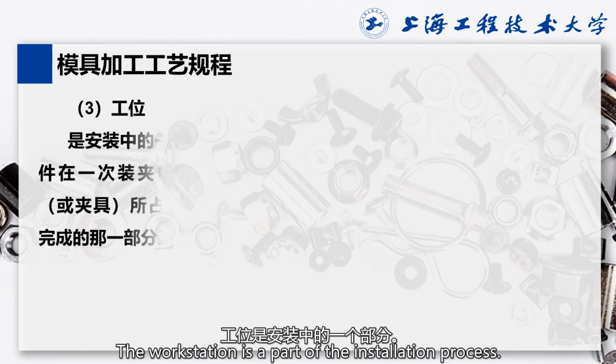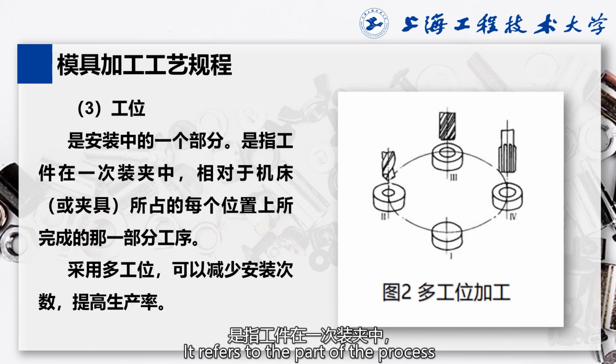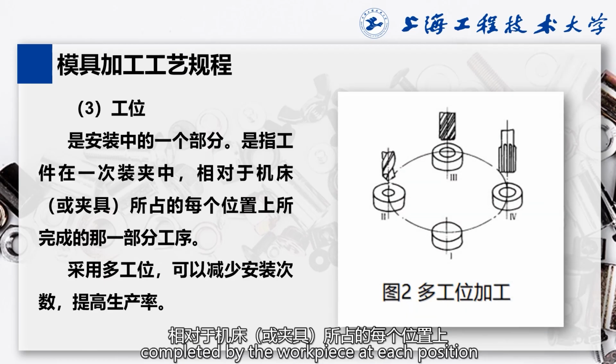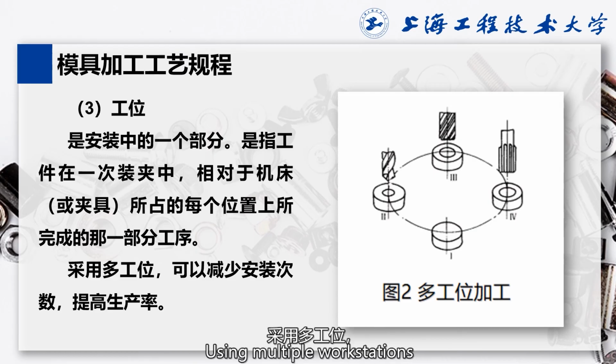The workstation is a part of the installation process. It refers to the part of the process completed by the workpiece at each position, relative to the machine tool or fixture during a clamping process. Using multiple workstations can reduce installation frequency and improve productivity.